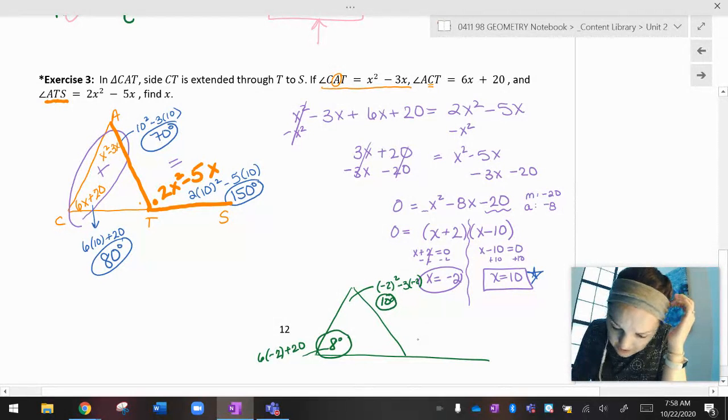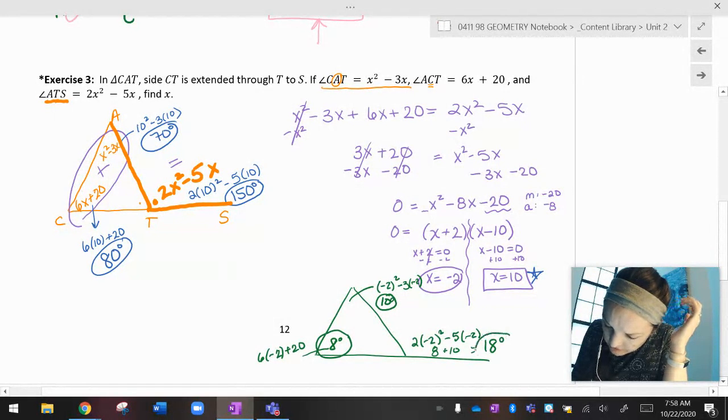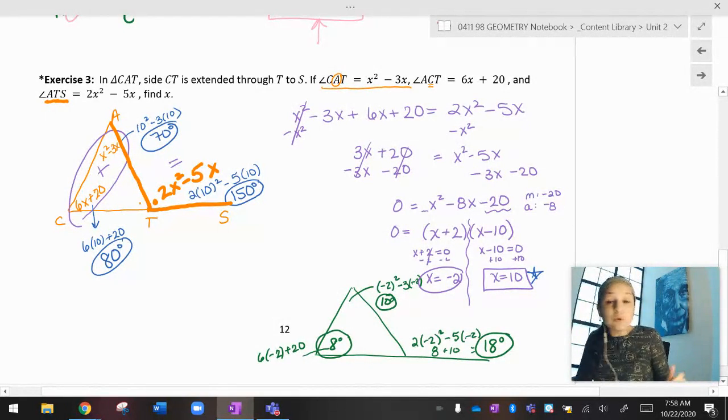And now let's plug that negative 2 here. 2 times negative 2 squared minus 5 times negative 2. That's going to be 2 times 4 is 8. Negative 5 times negative 2 is positive 10. That'd be 18 degrees. Yeah, those are all positive, so those both work.